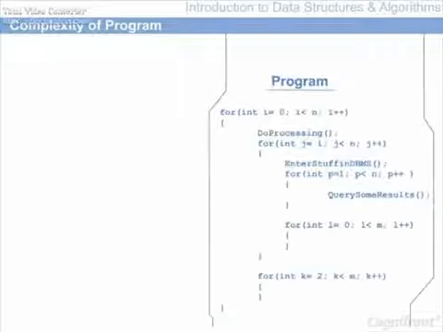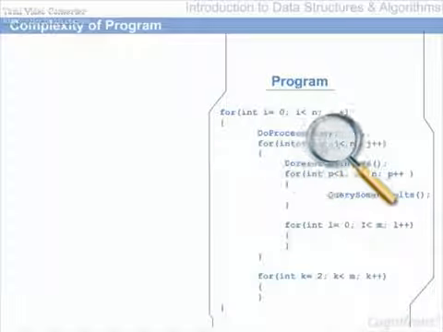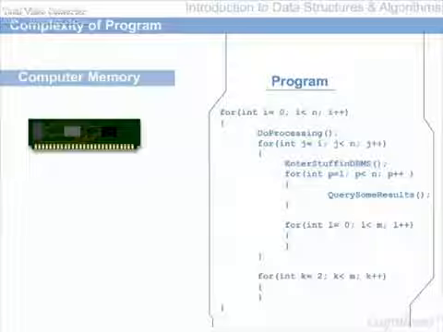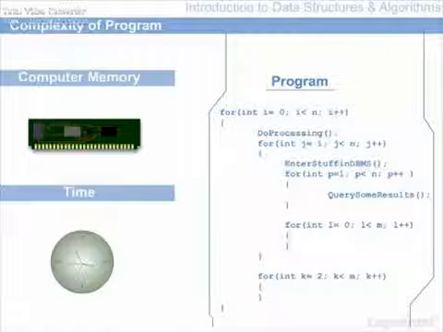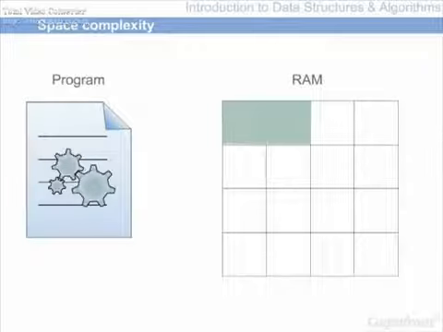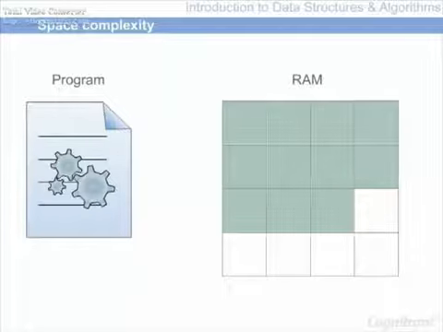Complexity of program. The performance of a program can be analyzed by its complexity, that is, the amount of computer memory and time needed to run a program. So, we use two approaches to determine the performance of a program: space complexity and time complexity. Let's see what is space complexity. The space complexity of a program is the amount of memory it requires to execute.